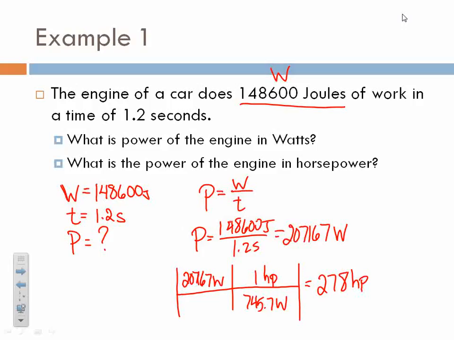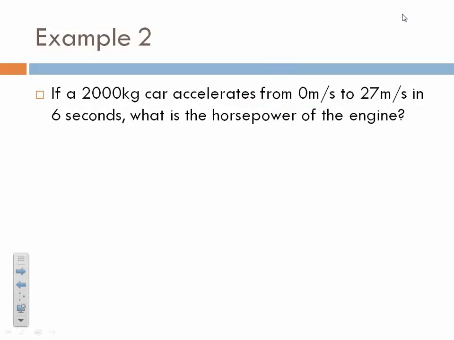So you might be saying to yourself, all right, if that's as hard as it gets, that's easy stuff. Well, it could get a little bit more difficult. All right, so here is probably the toughest problem that you would be asked to do as a part of a power problem. So here we have a 2,000 kilogram car accelerating from 0 to 27 meters per second in 6 seconds, and we want to know the horsepower of the engine. All right. So if we look immediately, we have a mass, 2 velocities, and a time, none of which are work, right?